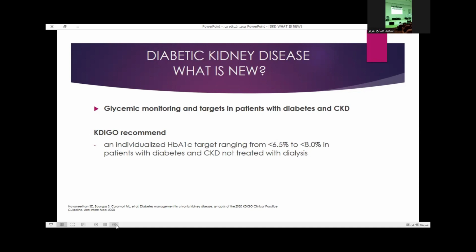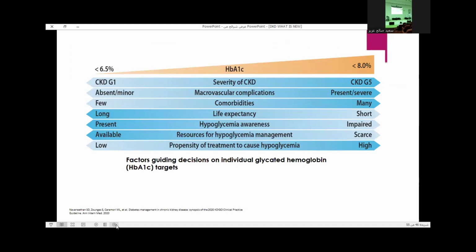But this guideline is not fitting for the patient who are on dialysis. So when we talk about 6.5, it's for the healthy patient. But when we talk about less than 8, we talk about the patient who have multiple risks, such as severe CKD or the patient who have a higher risk for hypoglycemia.